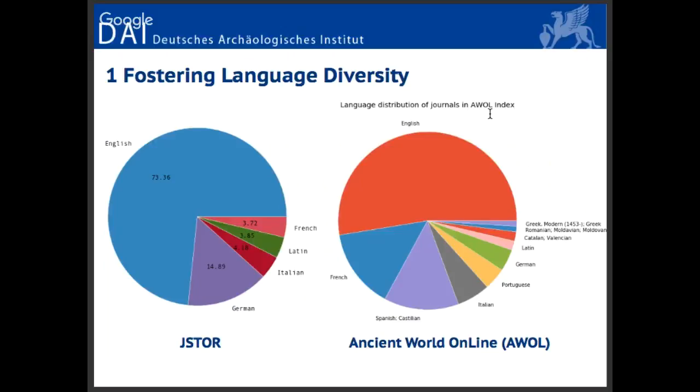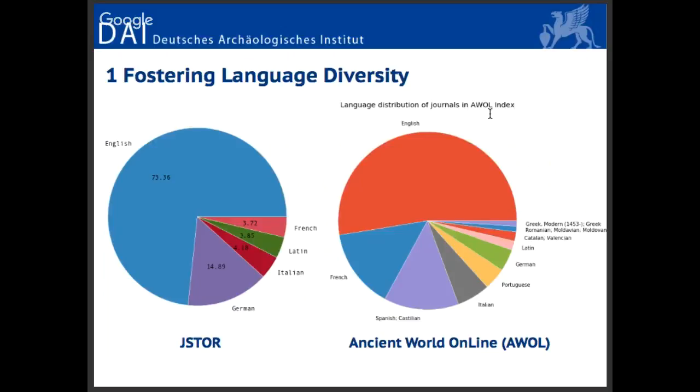I did the same language distribution for comparison using the Ancient World Online, this great bibliographic resource covering open access journals. This is a bit problematic. Comparing the two is not that easy because in the case of JSTOR, I'm taking the language of each article. In the case of AWOL, I'm taking the language of the journal because we don't have yet the granularity of the article, but we might in the near future. So it's not an easy comparison.